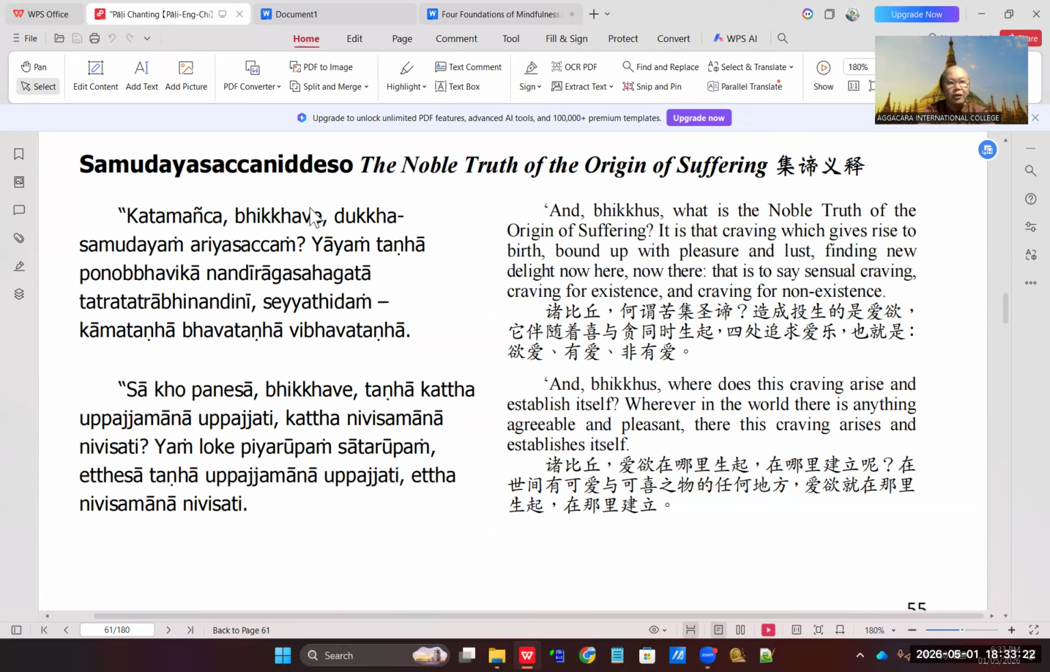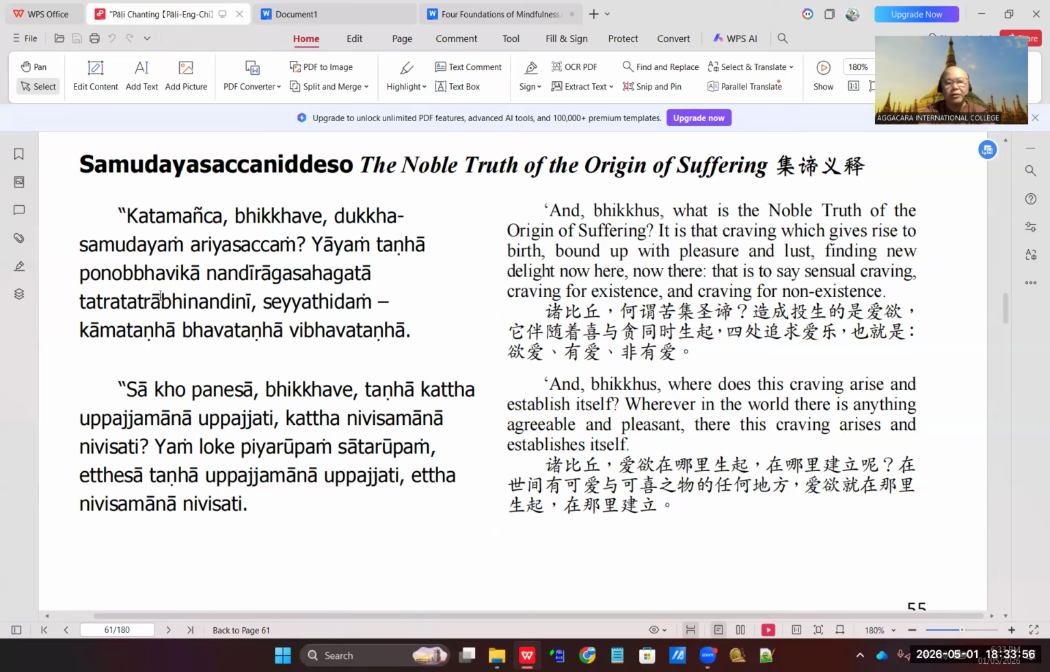Okay, katamanca bhikkhave dukkha samudayam ariya saccam. What, bhikkhave, all monks. Because the audience is monks. Dukkha is suffering, samudaya is the origin, ariya is noble, sacca is truth. Yayam tanha, craving, ponobhavika. Ponobhavika means rebirth. Pona is again, bhava is becoming, so rebirth. Nandi raga, so connected with pleasure and lust.